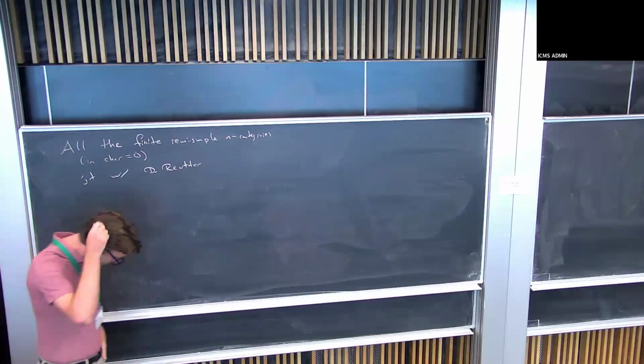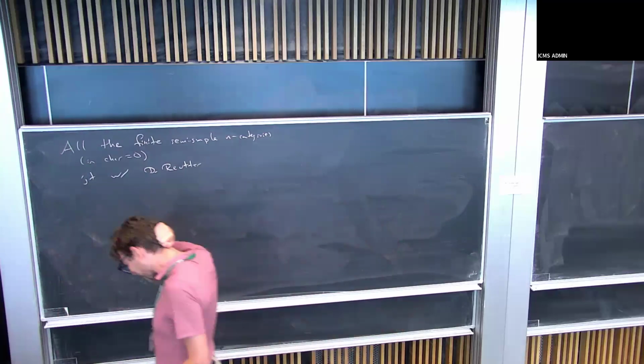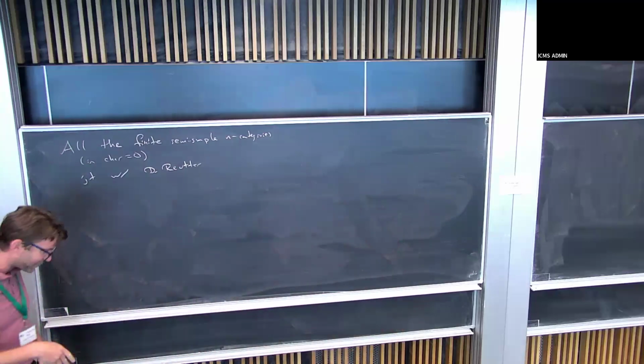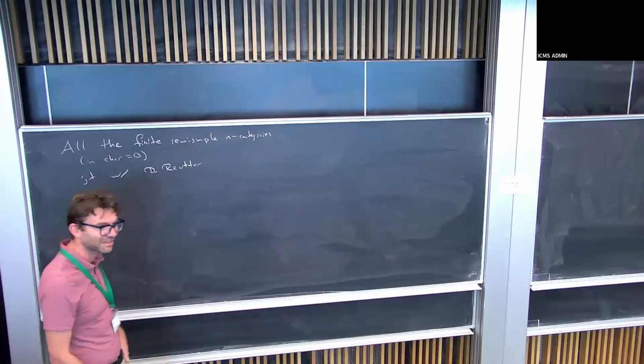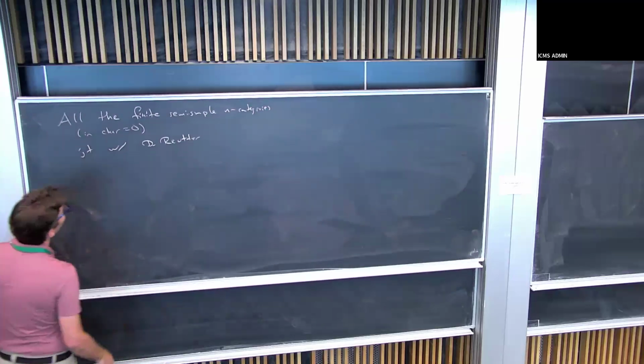So what I want to do, the way I wanted to structure this talk, is to do a series of exercises and a pattern will emerge. My goal will be to get close to listing all the semi-simple n-categories.